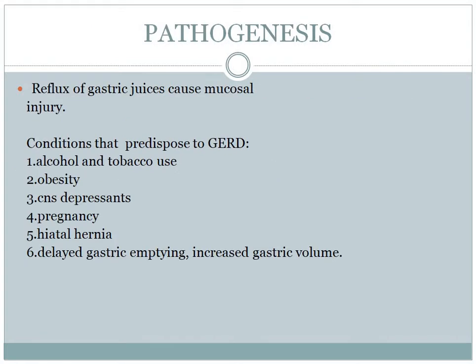What is the pathogenesis? Basically, the reflux of the gastric juices causes the mucosal injury. It is made of stratified squamous epithelium. The conditions that predispose to GERD are alcohol and tobacco use, obesity, CNS depressants, pregnancy, hiatal hernia, delayed gastric emptying, and increased gastric volume.